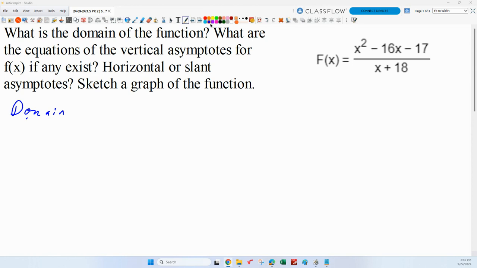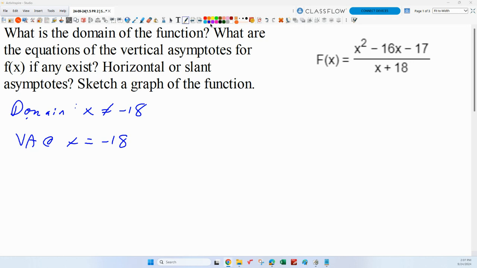We could factor the top, right? The top factors into x minus 17 times x plus 1. And so negative 18 is not a factor of the top. But you could also just plug it in. You can see it's not going to give you a 0 on the top. So the domain, x is not negative 18. We get a vertical asymptote at x equals negative 18. And now you tell me, is it going to have a horizontal or a slant asymptote or neither?